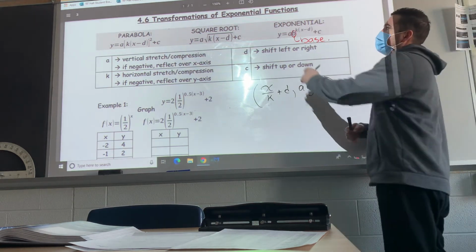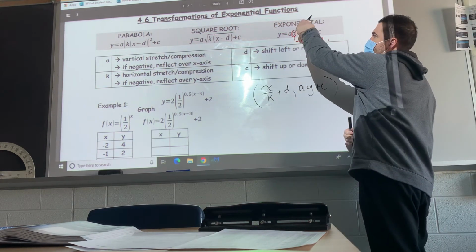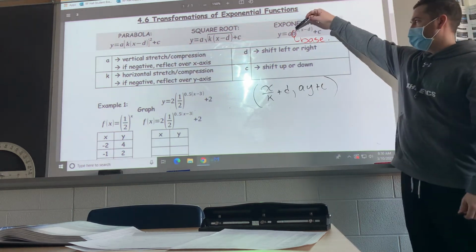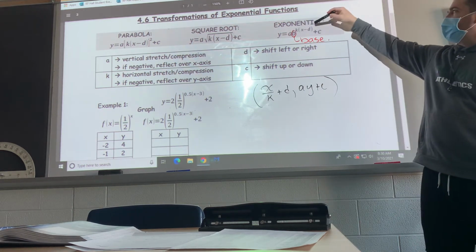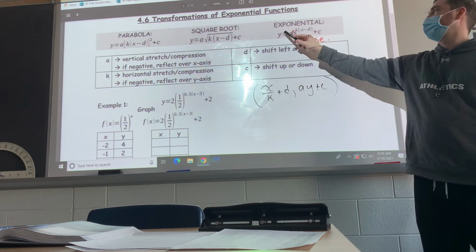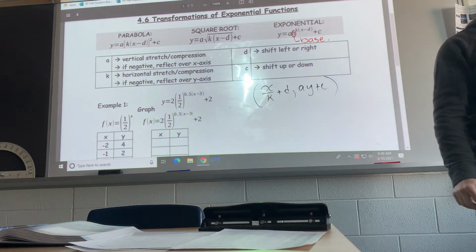Everything else is the same. Your A is in front, your K and D will be in the exponent. So our K and D are within the exponent, and that affects your X values. If it's not in the exponent, then it's your A and C, which affects your Y values.